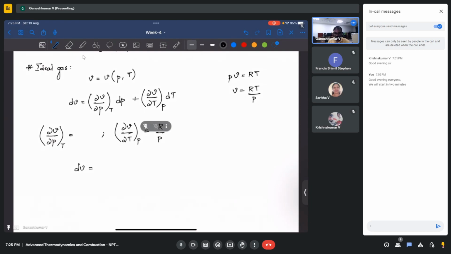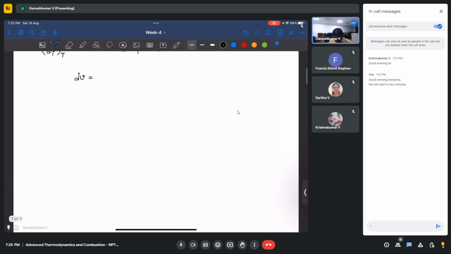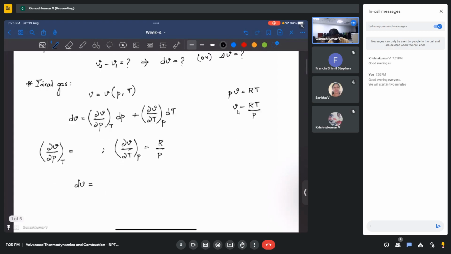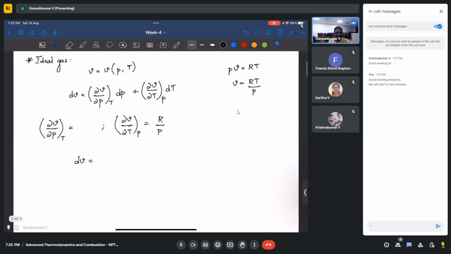One second. So actually, do we need to go for this differential form? Why can't we use that PV equal to mRT equation? Yeah, why can't we use that? So that's what I told in the first, right? There are two ways to solve it. This is just for you to familiarize with the total derivative. Okay, sir.